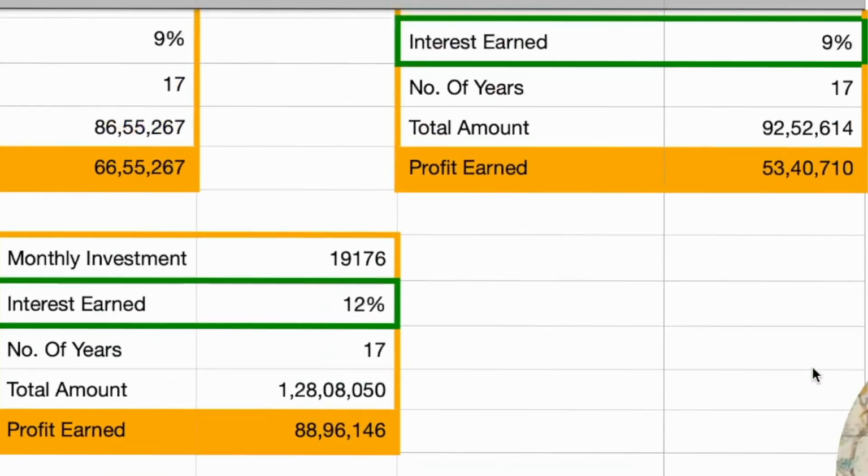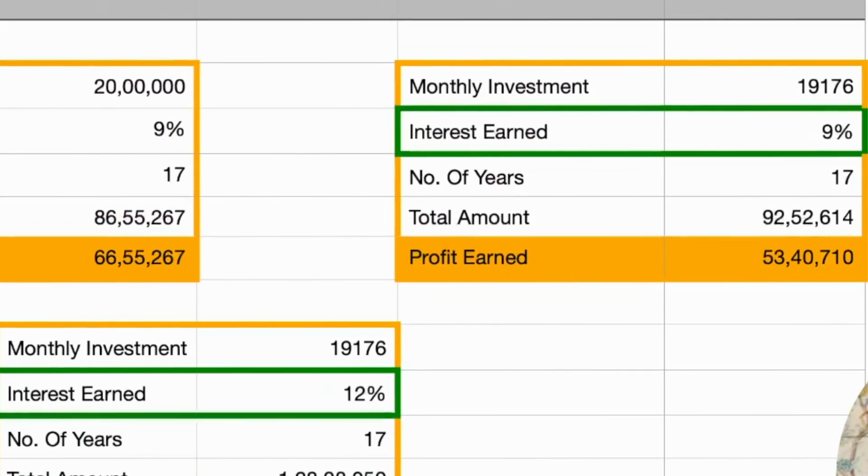So what I have done is that I have assumed that my friend would have made an investment of 20 lakh rupees in a bank, right, in a similar period, and he would have earned an interest of around 9% on that investment, and the number of years for which he would have held the investment is around 17 years.